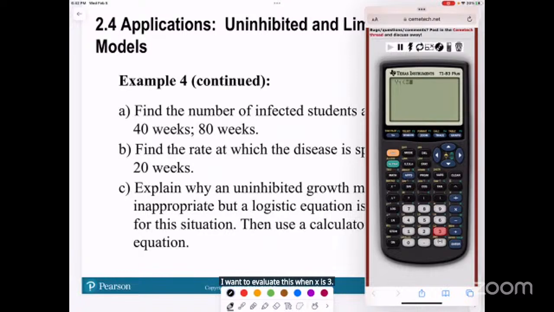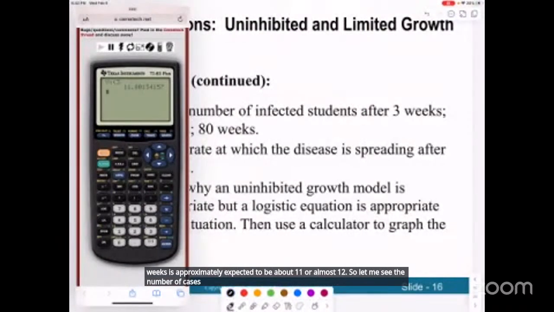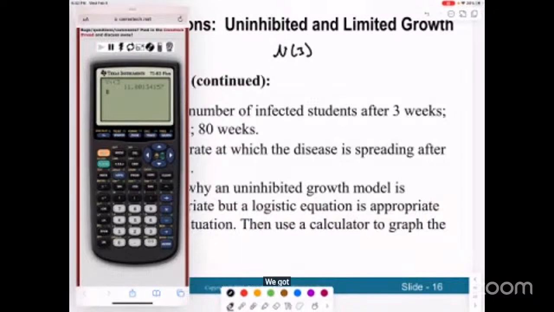Okay, so the number of cases after 3 weeks is approximately expected to be about 11 or almost 12. So let me see, the number of cases after 3 weeks, we got 11.8. Okay, then the number of cases after, I think it was 40 weeks, and then 80 weeks.